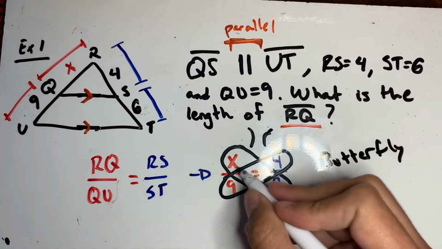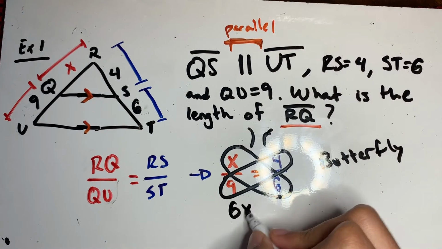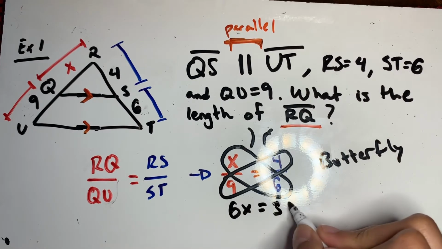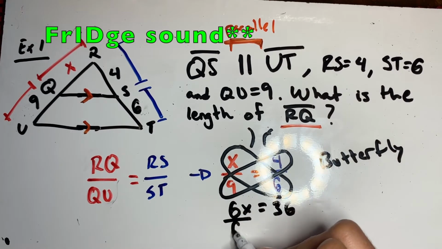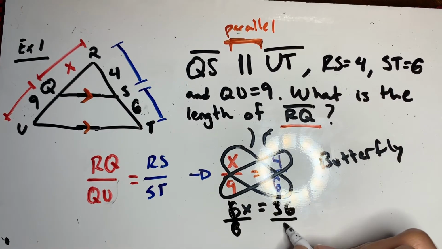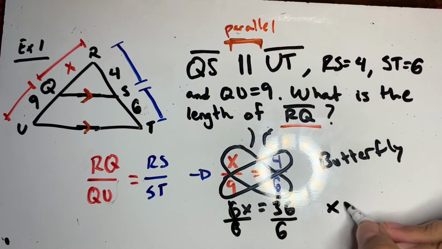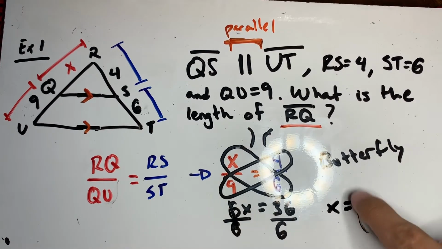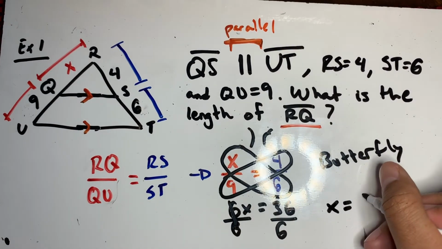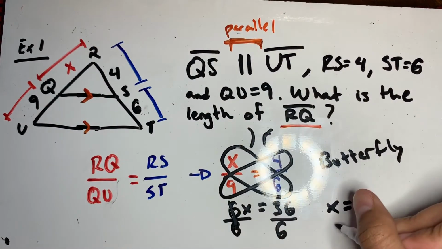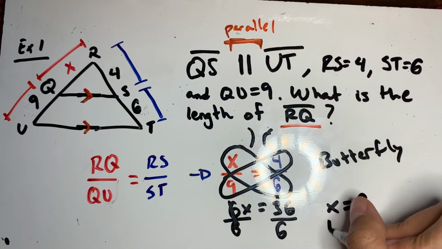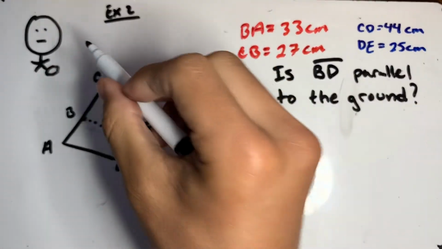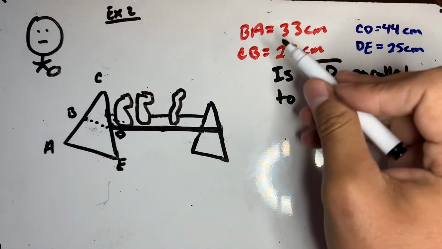Anyways, so x times 6 is 6x. 9 times 4 is 36. And then all we have to do is divide by 6. Divide by 6, and then we get x is equal to 6. We know x, we kind of substituted, right? So we said x was equal to QR, so you do have to replace that. So RQ equals 6.